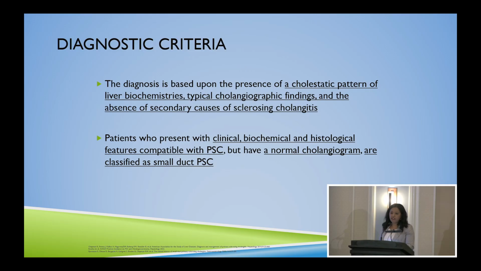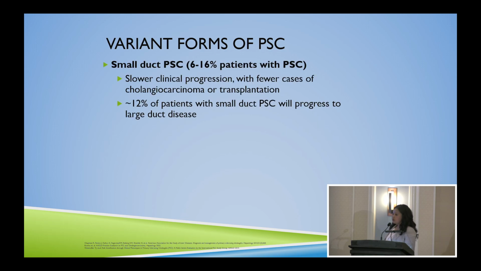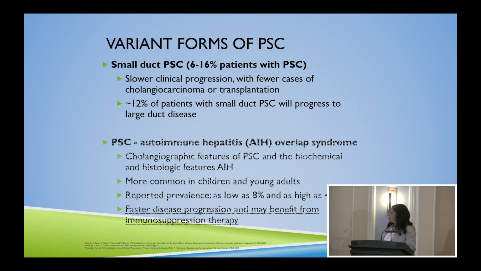It's often difficult to make the diagnosis of small duct PSC. You need to rule out all other reasons, but they tend to have the clinical features but don't have the stricturing visualized on MRCP. So we talked about this small duct PSC variant. It does affect about 6 to 16% of patients with PSC. That group of patients do have a slower clinical progression to cirrhosis and lower rates of developing cholangiocarcinoma or needing liver transplant. So they do have a better prognosis overall. But over time, some of our patients with small duct PSC can actually convert into large duct PSC, so you have to continue monitoring them with MRCP.